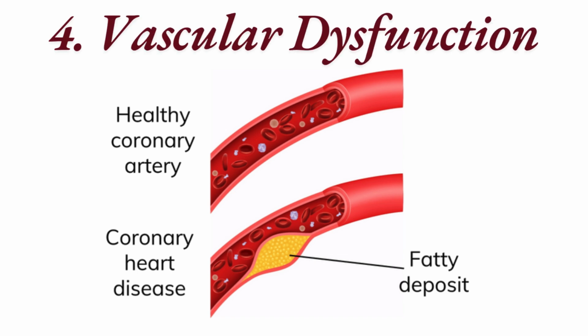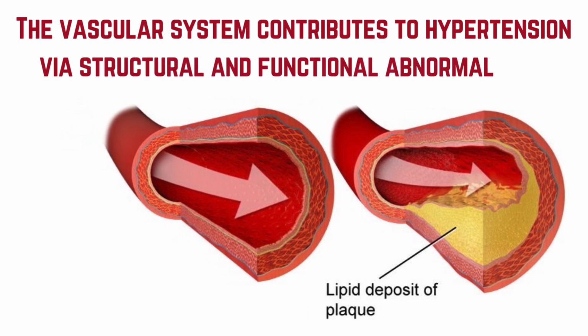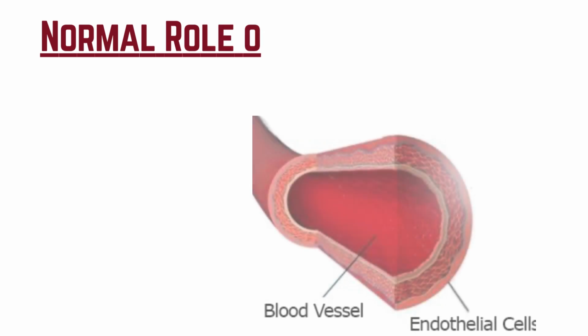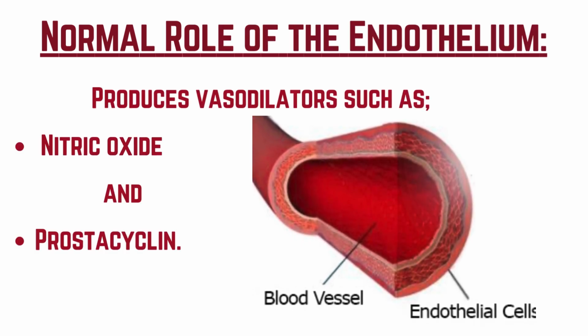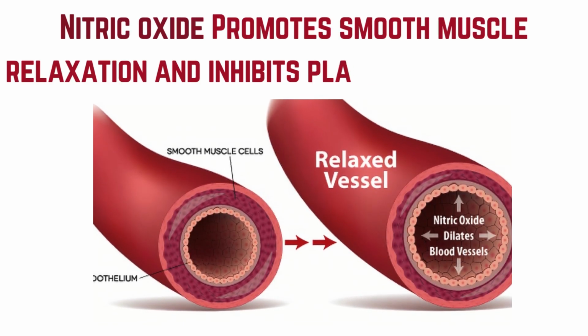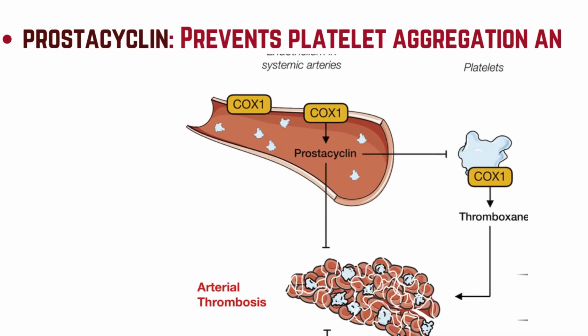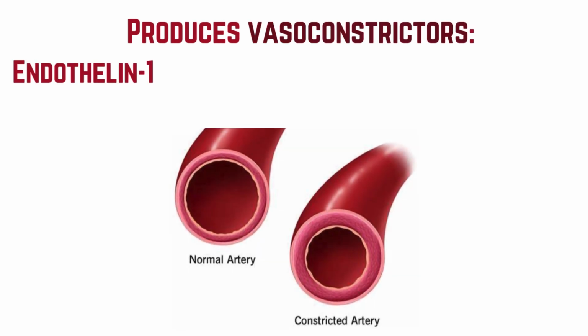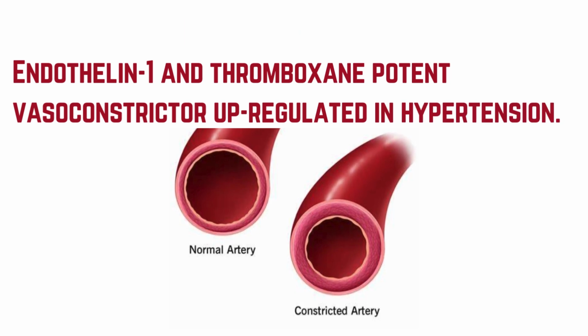4. Vascular dysfunction. The vascular system contributes to hypertension via structural and functional abnormalities. A. Endothelial dysfunction. Normal role of the endothelium. Produces vasodilators such as nitric oxide and prostacyclin. Nitric oxide promotes smooth muscle relaxation and inhibits platelet aggregation. Prostacyclin prevents platelet aggregation and constriction. Produces vasoconstrictors. Endothelin 1 and thromboxane, potent vasoconstrictors, are upregulated in hypertension.